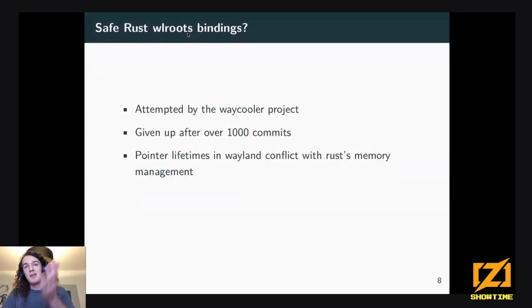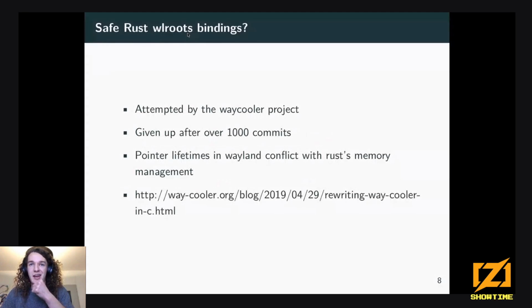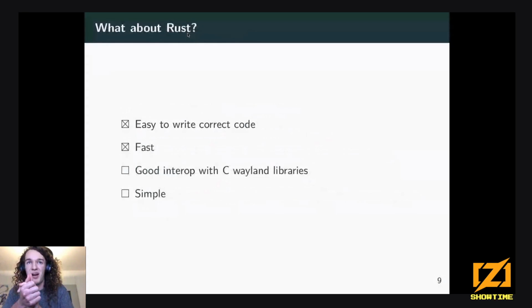And so if you want to read more about their story and the details of trying to wrap this API in Rust, you can read more about it here. And so this is not to say that it's absolutely impossible. However, I think it's become clear that wrapping this API in safe Rust is not going to be simple. And so using Rust also does not check this last checkbox of simplicity. And so is there a better alternative? And this is when I came across Zig.